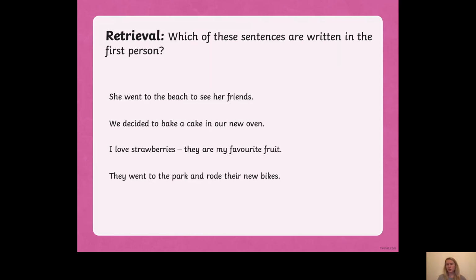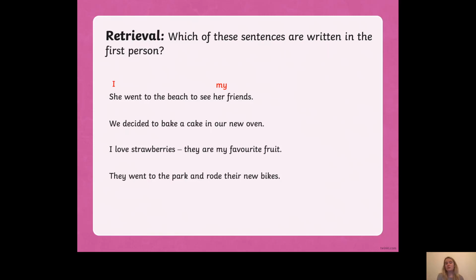But what can I do to make it into the first person? Well, I can change the pronoun she to I. I went to the beach to see her friends? No, I wouldn't say her friends, would I? I'd say my friends. There we go. So I've changed that to the first person. I went to the beach to see my friends. Okay, what about the second one?